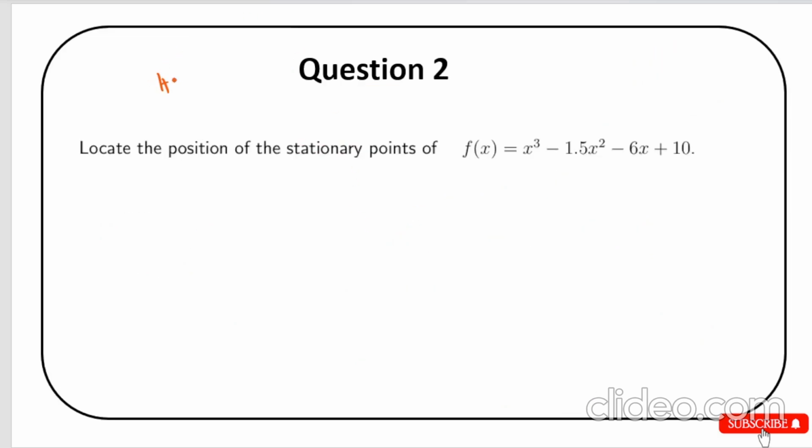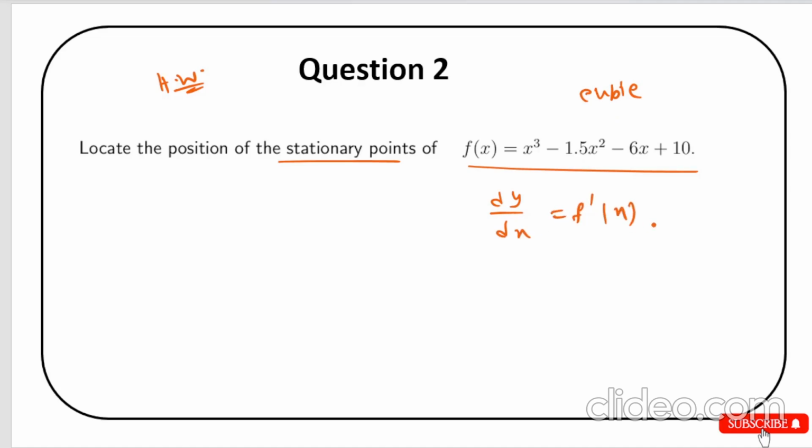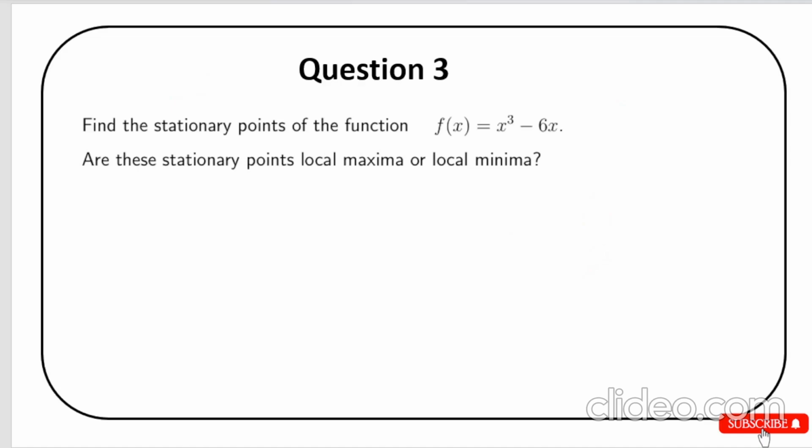Now this is a homework for you. This is a similar question to the one we have solved: locate the position of the stationary points of this. So this is a cubic function, and simply what you have to do is find out dy/dx or f prime x and equate it to 0, and that would give you your stationary points. So please do this question and let me know how many critical points you get and what they are, right? Okay. Let me go to question number 3.